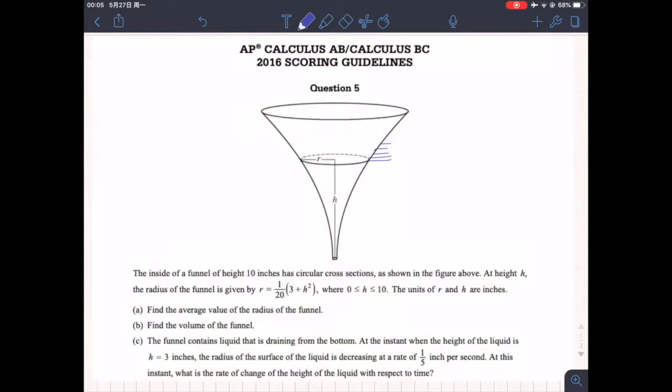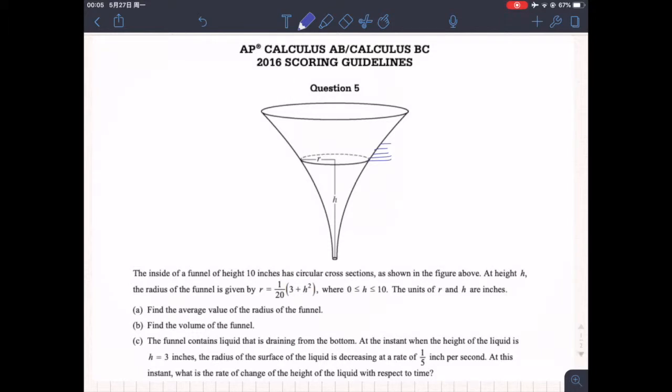Now let's take a look at another AP Calculus question from 2016, question number 5. The inside of a funnel of height 10 inches has circular cross sections as shown in the figure above. At height h, the radius of the funnel is given by function r, where h belongs to 0 to 10. The units of r and h are inches. Find the average value of the radius of the funnel.